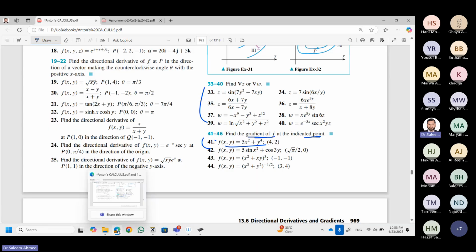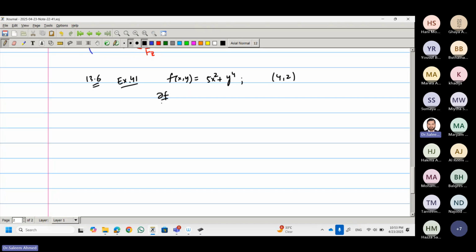You have to find the gradient. So for the gradient, I need partial derivatives. And you see, I wrote in the file 13.3. I am not asking you any question in 13.3, but you need derivatives in all of chapter 13. So derivatives come from 13.3, so you should know 13.3. If you take the derivative, partial f by x is 10x, partial f by y is 4y^3, right? So these are the partial derivatives that we studied in 13.3.